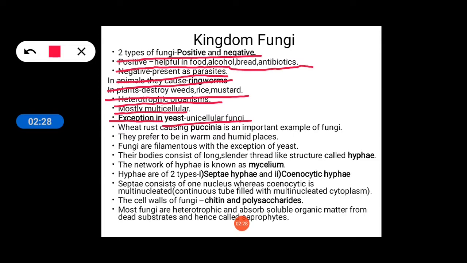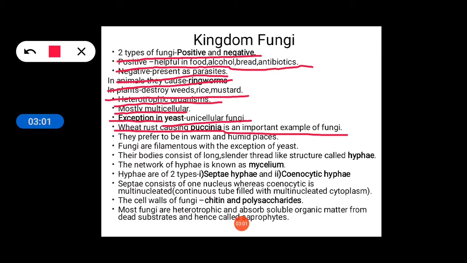Wheat rust causing Puccinia is an important example of fungi. Puccinia is a disease which is caused in the wheat plant's leaf. There occurs rusting. Wheat rust means rust is something reddish in color that appears on the leaves of the wheat, and this disease is called Puccinia. This disease is caused by fungi.